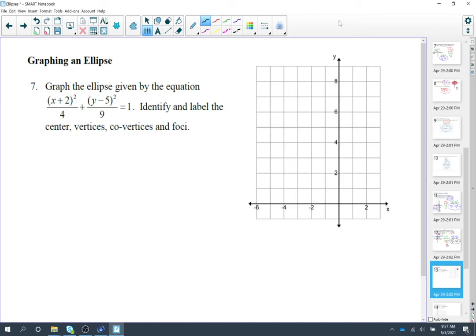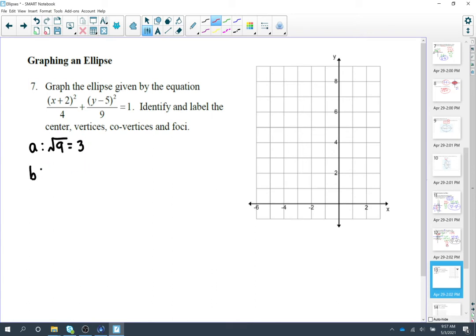Example 7. Graph the ellipse given by the equation, and then identify and label the center, the vertices, the co-vertices, and the foci. So in order to do this, I'm going to look at our equation and start identifying A and B. First of all, remember A is always your larger number. So A in this case is going to come off of our 9 because that's our larger number. So we're going to take the square root of 9, which is 3.